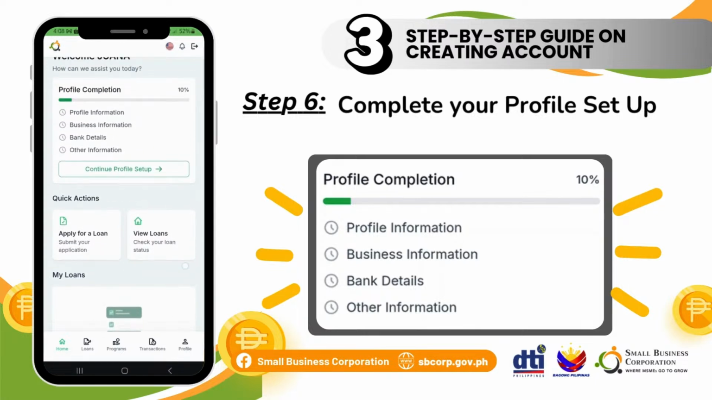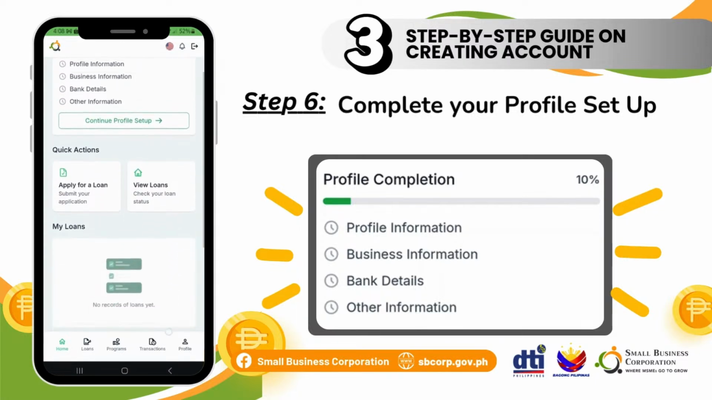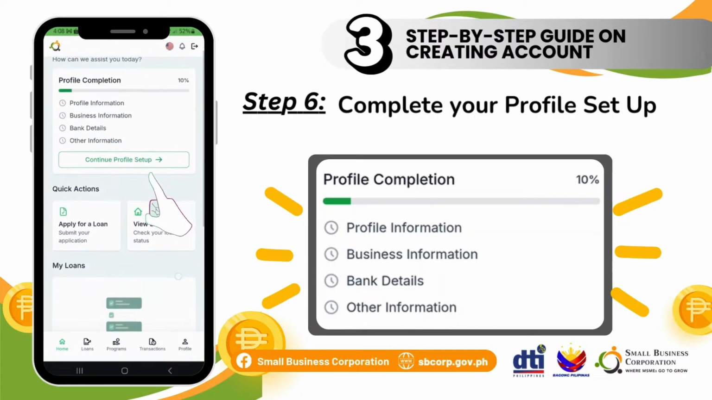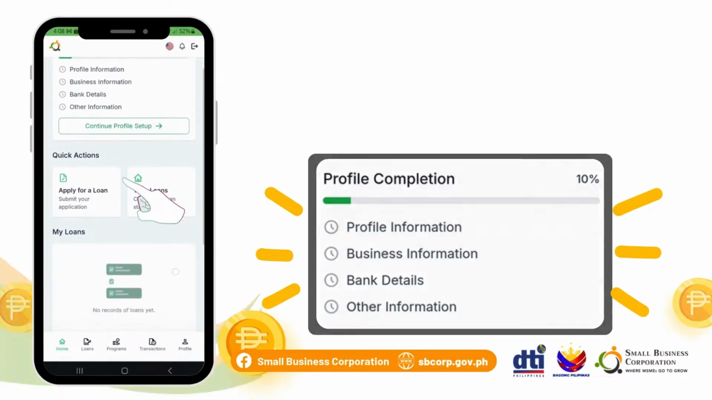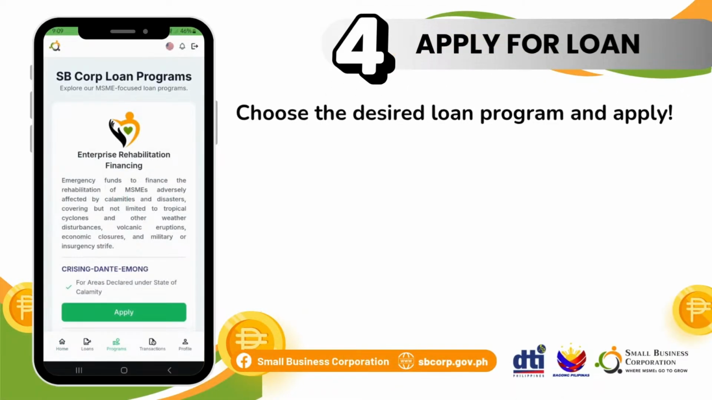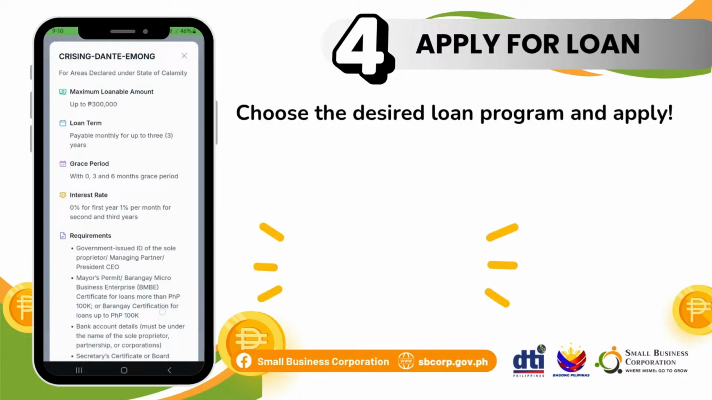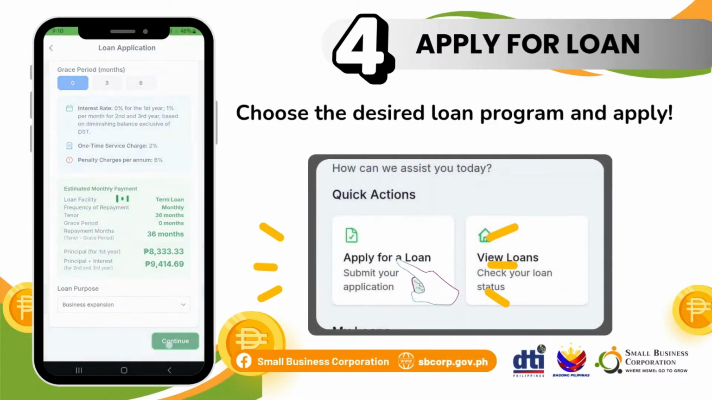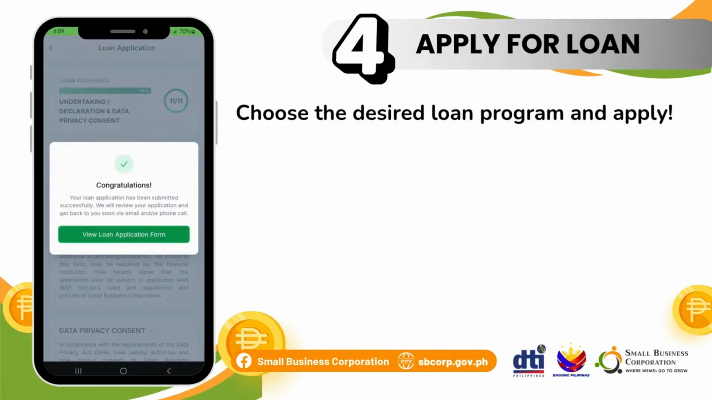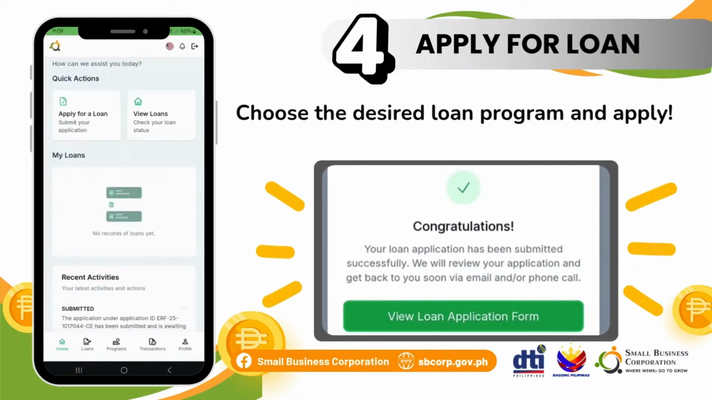In this procedure, you will be required to submit all your documentary requirements in digital form. The application will only accept photo or PDF files. Good news! Now that you have completed your profile, you are qualified to apply for a loan. Click the Apply for Loan button and choose the desired loan program for your business.